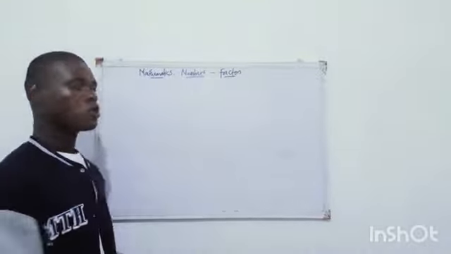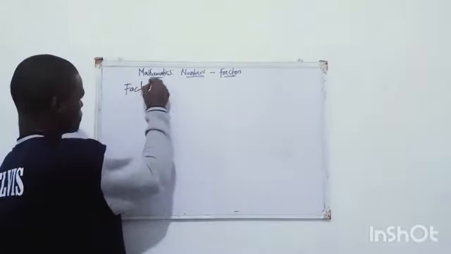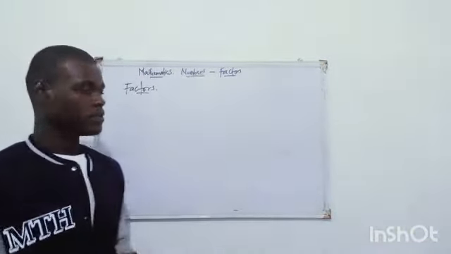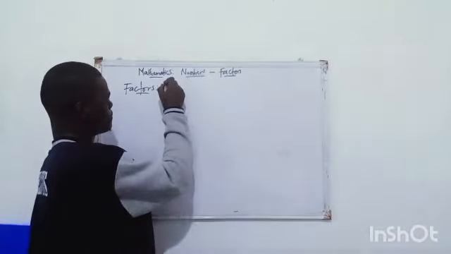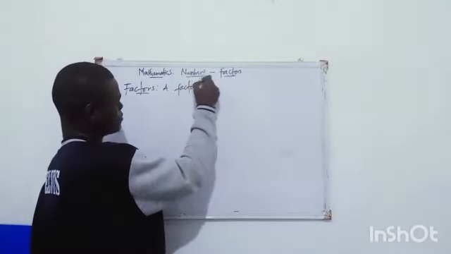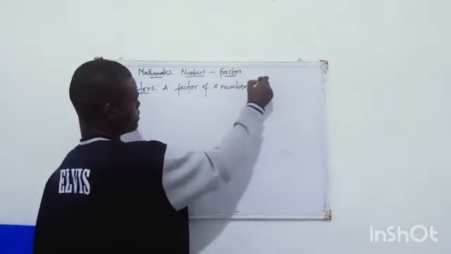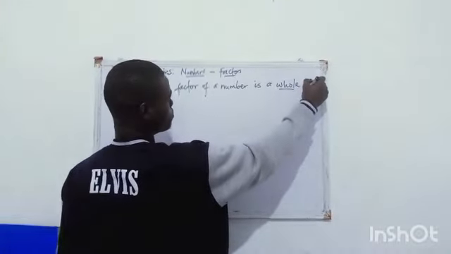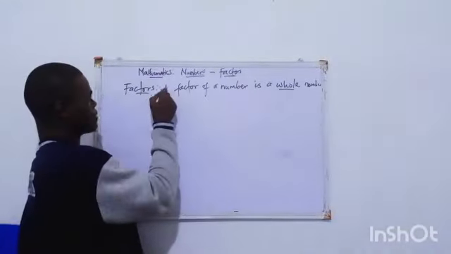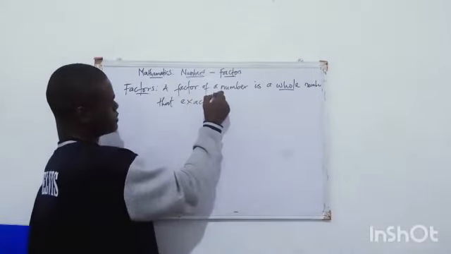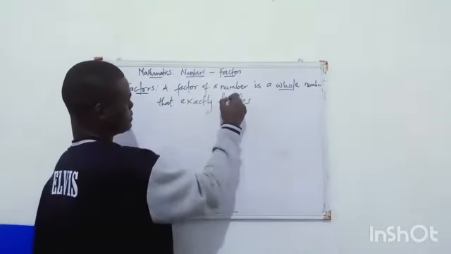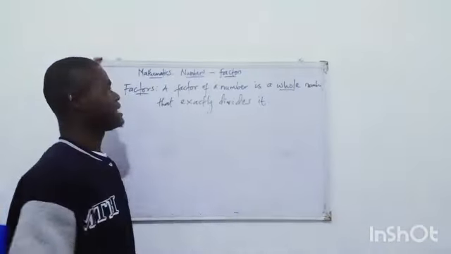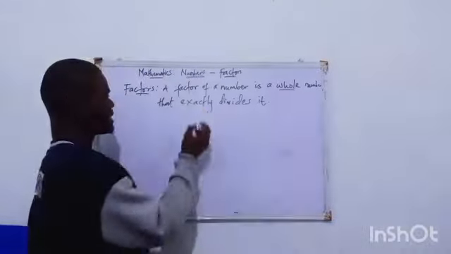Now, when you hear the word factors, what comes to mind? The factor of a number is another number that exactly divides that number. Alright? For example, okay, let me write that out. So we have a factor of a number is a whole number. The key word is to be a whole number, right, that exactly divides it. Okay? That is it. A factor of a number is a whole number that exactly divides it.